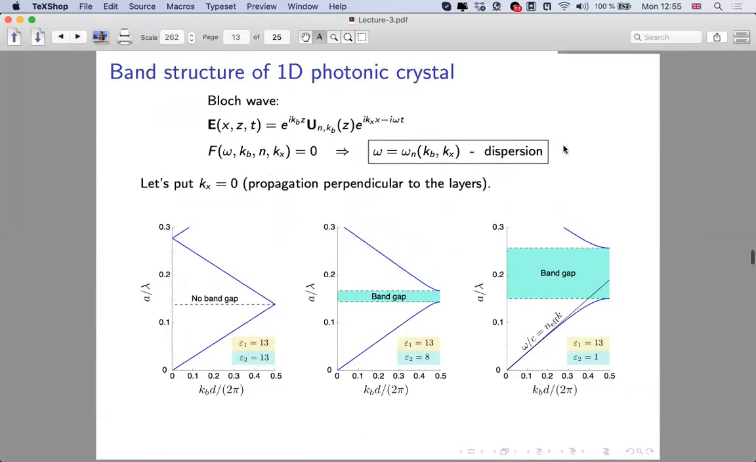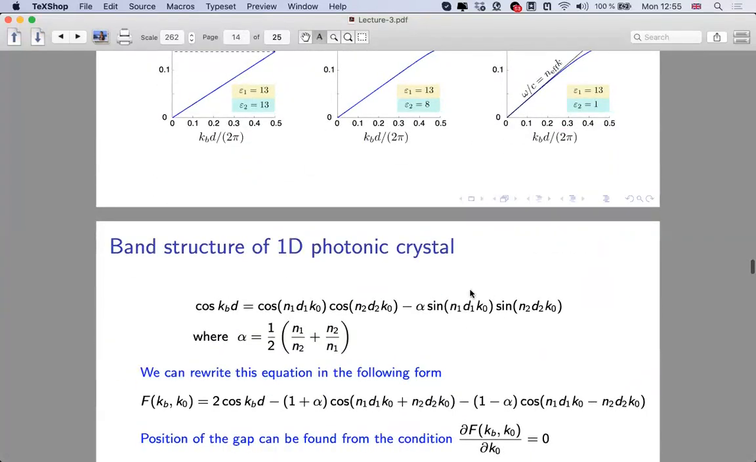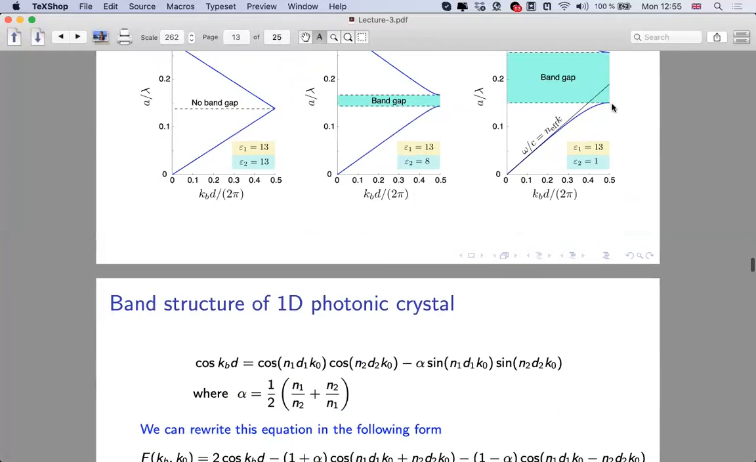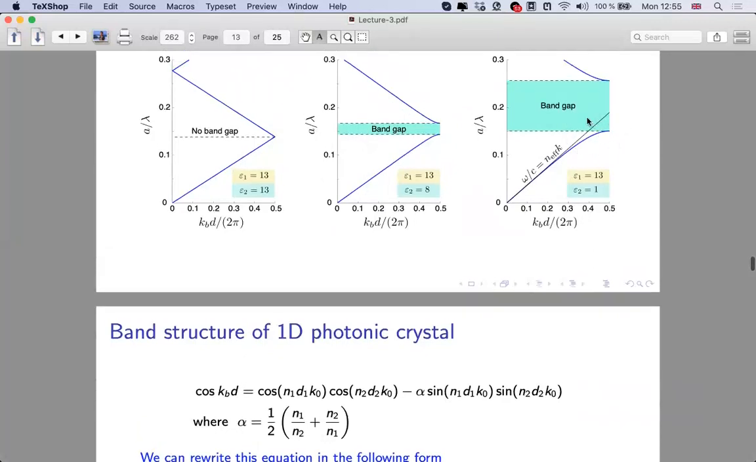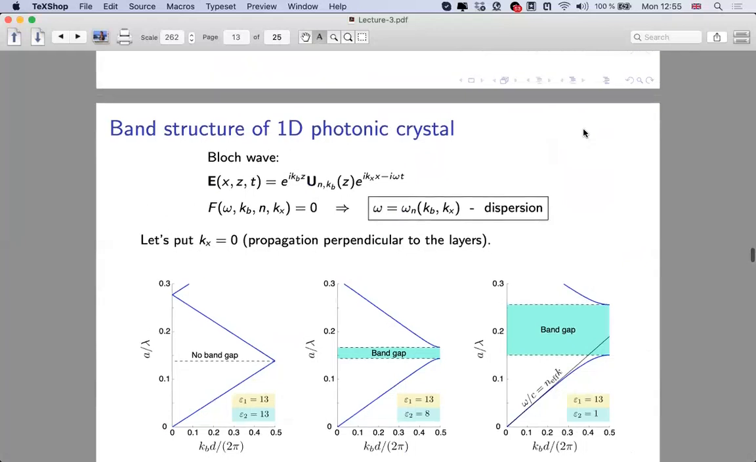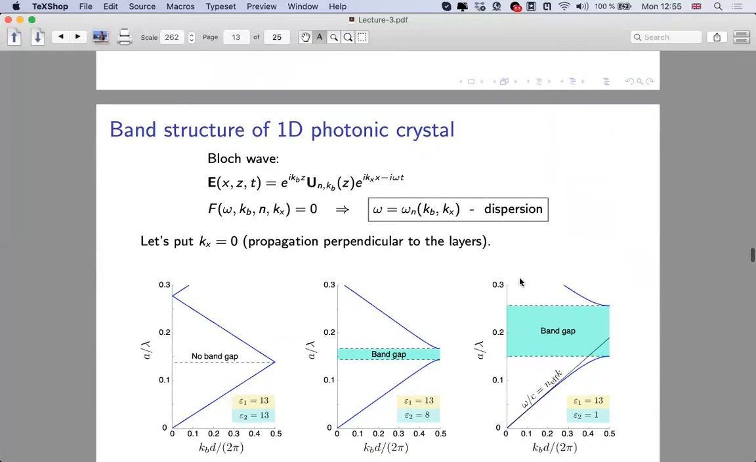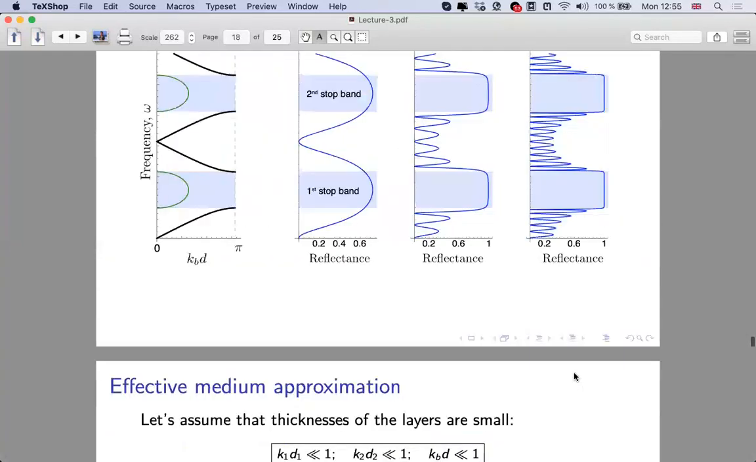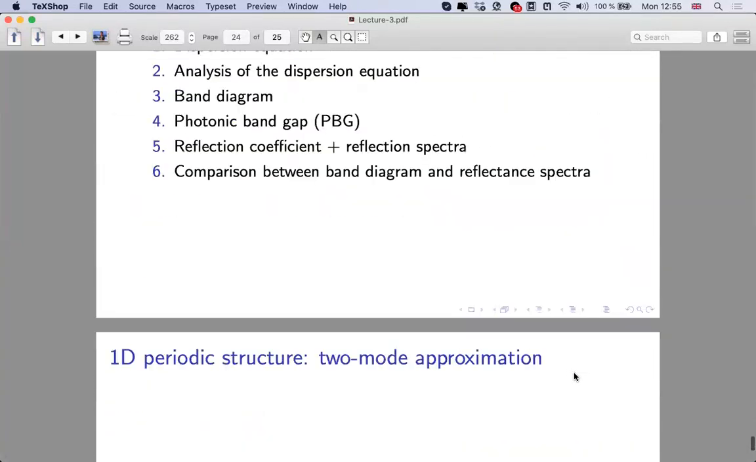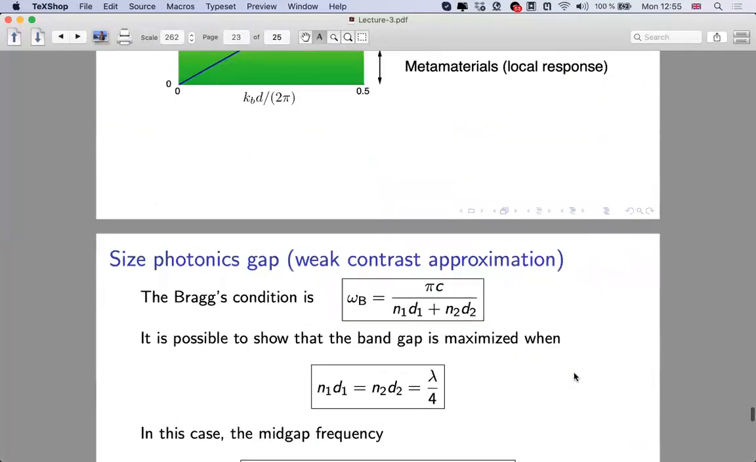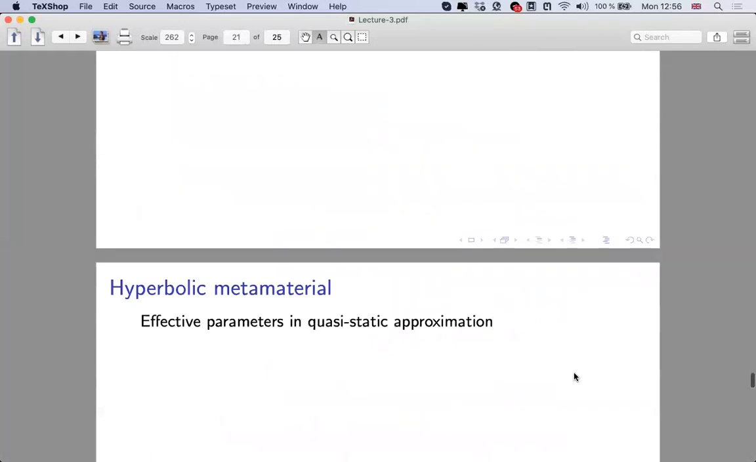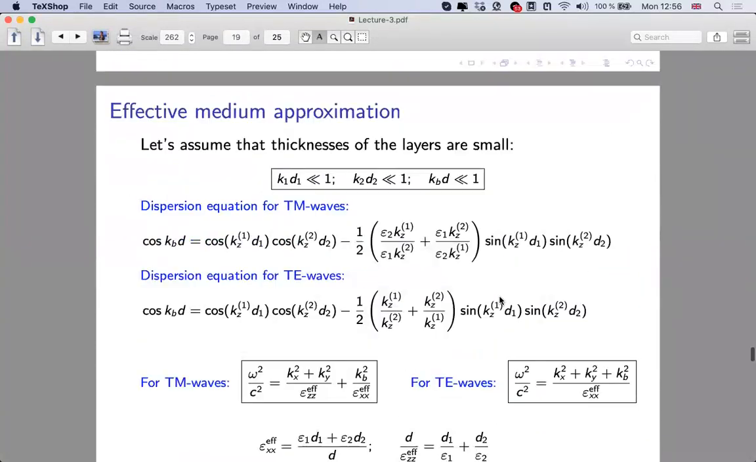So we will expand the dispersion equation in the vicinity of the band gap, and we will analytically obtain this behavior. We will see that here we can describe the dispersion by a quadratic function. Here a linear function, yeah? But here it's a quadratic function. And we will exactly describe the behavior here. And then we can compare. I have a program where I compare the different solutions. Okay, so, effective medium approximation.